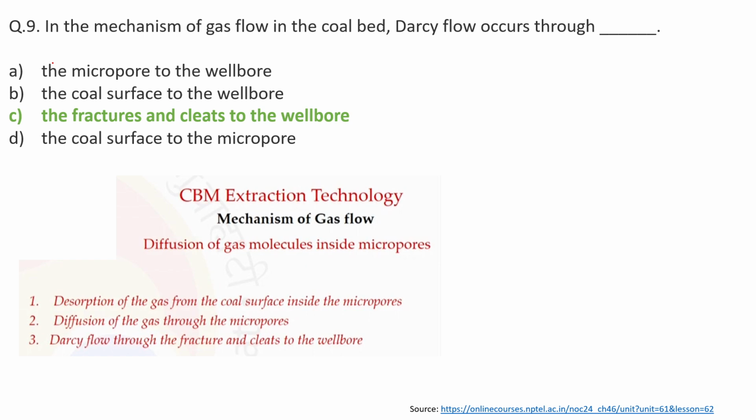During the discussion of the steps followed for diffusion of gas molecules into the micropores, you can see the third step where they talk about Darcy flow taking place through the fractures and cleats to the wellbore. So from that statement, we can find out the correct answer for this question. So the options: micropore to wellbore, coal surface to wellbore, fractures and cleats to wellbore, or coal surface to micropore. So you can see the Darcy flow through the fractures and cleats to the wellbore. So option C is the correct answer.